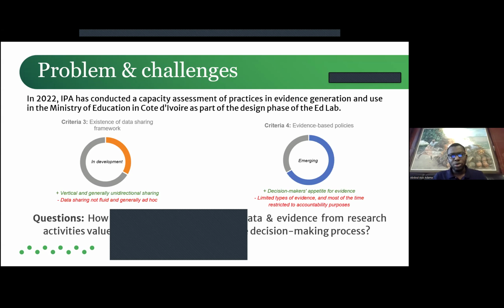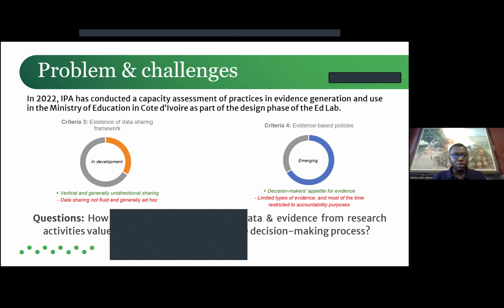The other criterion we also looked at is how, and if, policies are really evidence-based. We realized that there is an appetite from decision makers to use evidence. But what we also saw is that the type of evidence they are using is really limited. Either they only use monitoring and evaluation data, and mostly for transparency or accountability, not really for decision making. And I think that also resonates with what Andreas showed earlier.